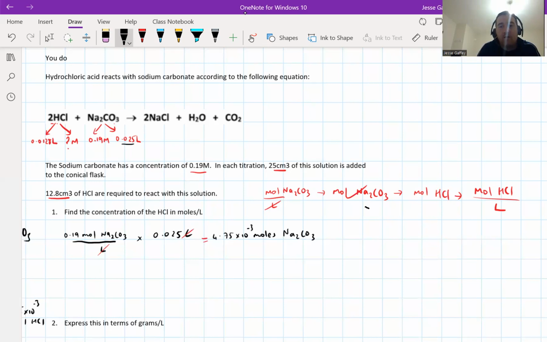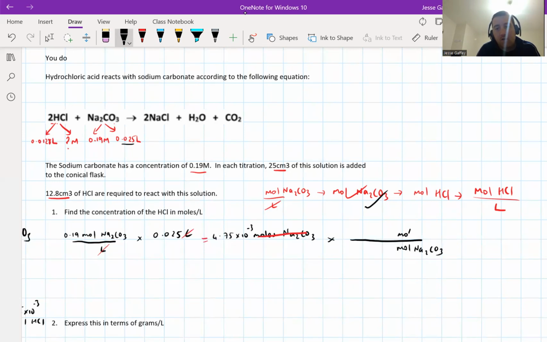Well done. Now I'm going to find out how many moles of HCl that is. So I'm going to take this number of moles, and I'm going to convert it to moles of HCl. So I want this to cancel, so I've got to put it in the denominator of this fraction here. So this is moles of Na2CO3.